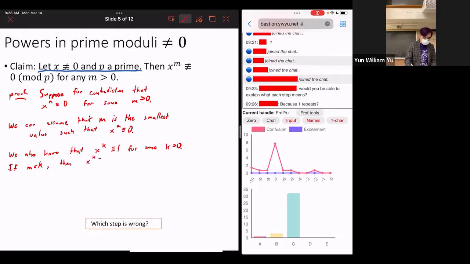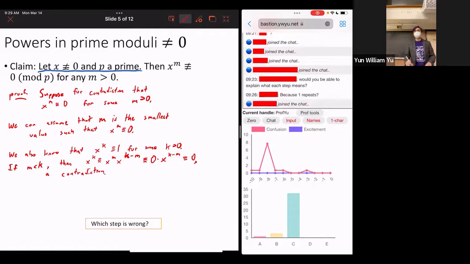Then we know that x to the k is equivalent to x to the m times x to the k minus m. Because now we're in a prime modulus, you can't actually do division, and so you can't actually use the standard power rules with subtraction and addition. But we know x to the m is equal to zero. So this is equal to zero times x to the k minus m, which is equivalent to zero. But now this is a contradiction, because we knew that x to the k is equivalent to one, and now we're suddenly saying x to the k is also equivalent to zero. So we've shown that there's a contradiction for case one.